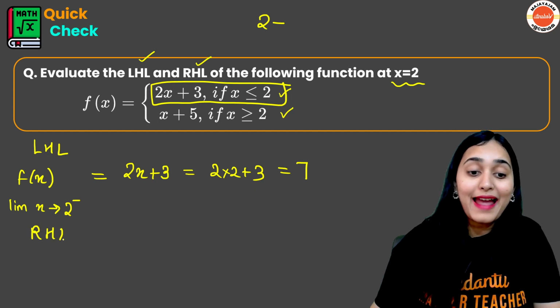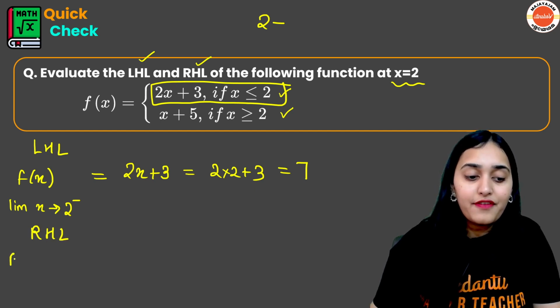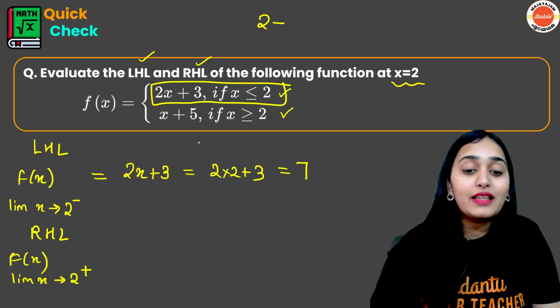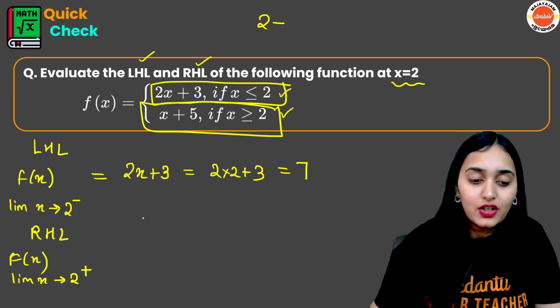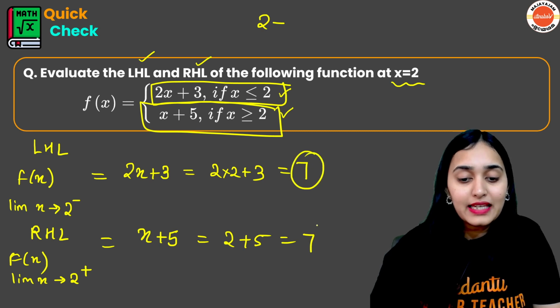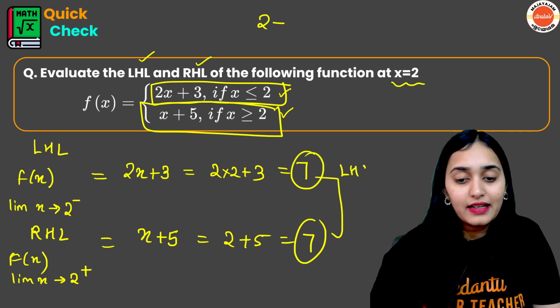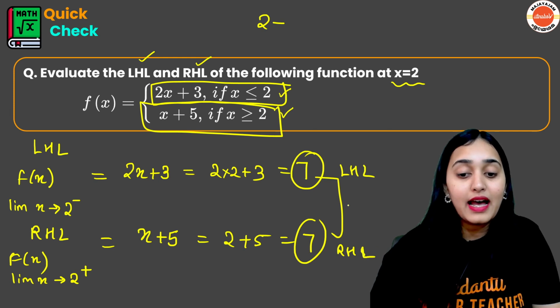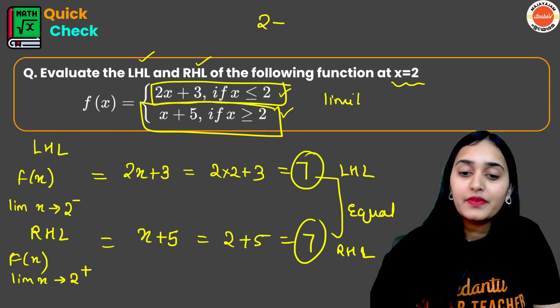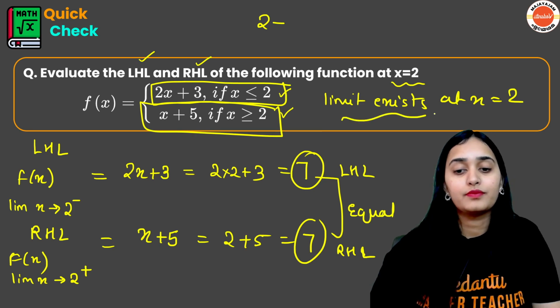Now let us calculate the right hand limit. Right hand limit is the function at x approaching 2 from the positive side. So greater than 2 value. For greater than 2 value, we have the function x plus 5. So we put 2 here. So we get 2 plus 5 is equal to 7. So we see that the left hand limit and the right hand limit are equal. So what do we say? We say that the limit exists at x is equal to 2.